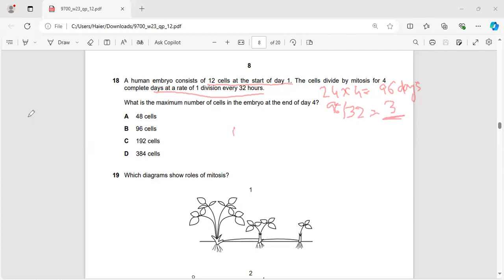So at the start, there were 12 cells. In the first division, they were 24. In the second division, they were 48. And in the third division, it was 96. So according to this, question 18 has the correct option B. Students, you can calculate this way.